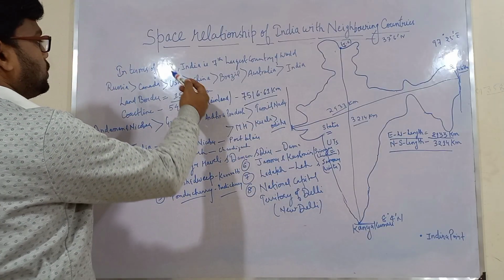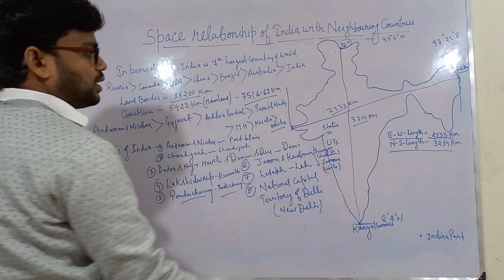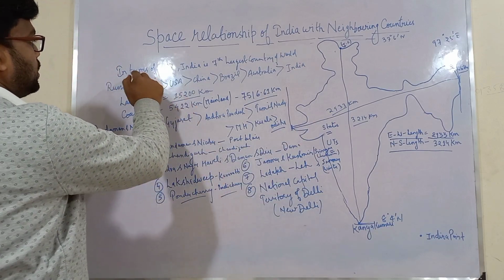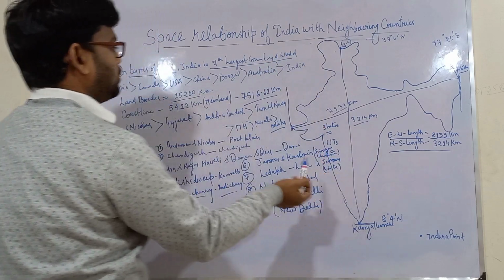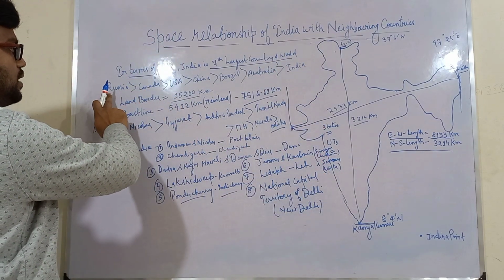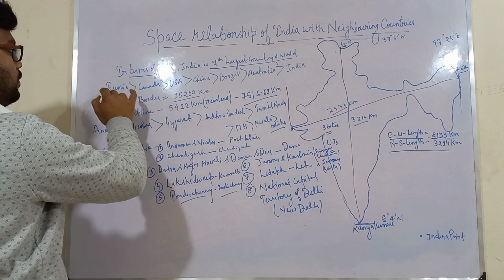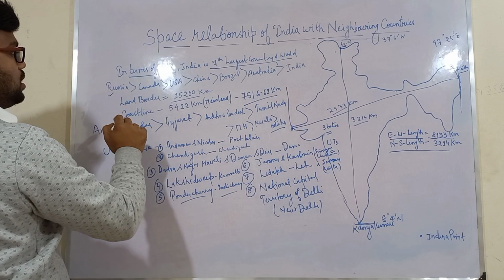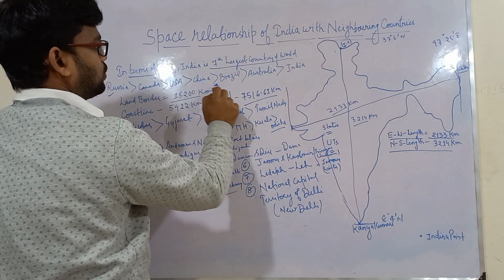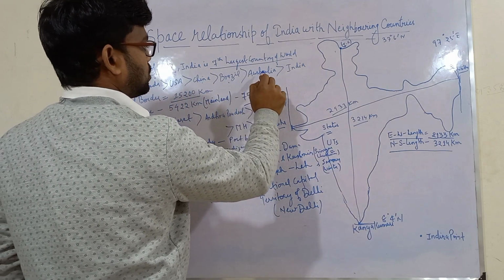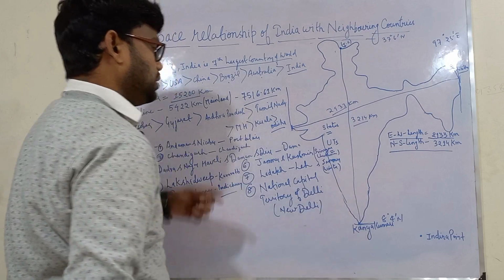So next we will move to a few other facts about India. In terms of area, India is the 7th largest country in the world, and we have arranged them here with respect to area. Russia is the largest country. Next we have Canada. Third, USA. Fourth we have China. Fifth one Brazil. Sixth one is Australia, and seventh one is India.